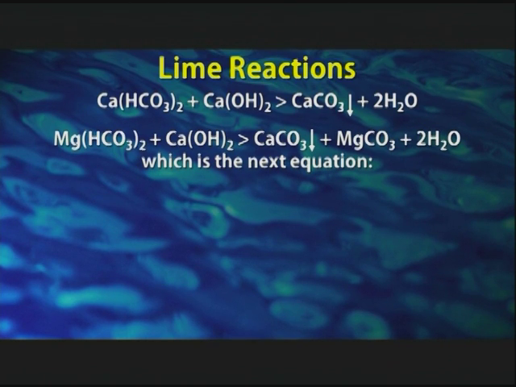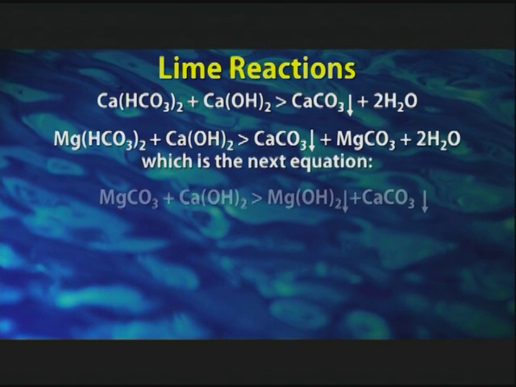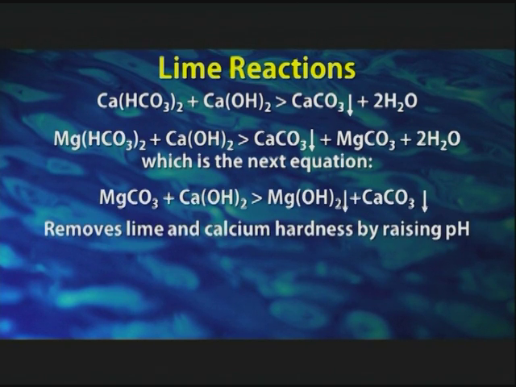Magnesium carbonate doesn't settle immediately, so what happens then is we need to add more lime. So that's the next equation. We take magnesium carbonate, we add calcium hydroxide, lime, to it, and we get magnesium hydroxide that settles and calcium carbonate that settles. What this does is it basically is telling you that we're removing both constituents, the calcium carbonate and the magnesium hydroxide, by raising the pH.